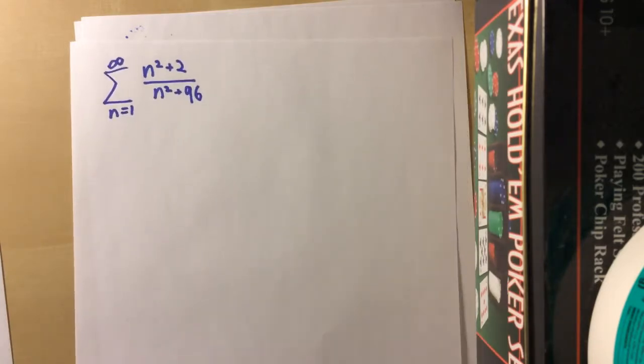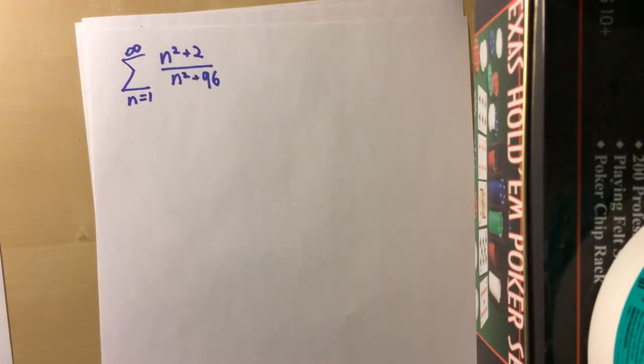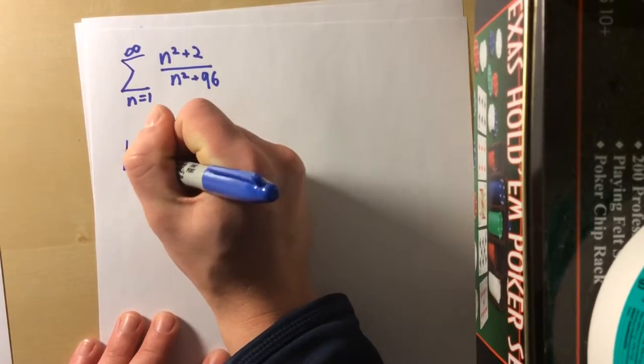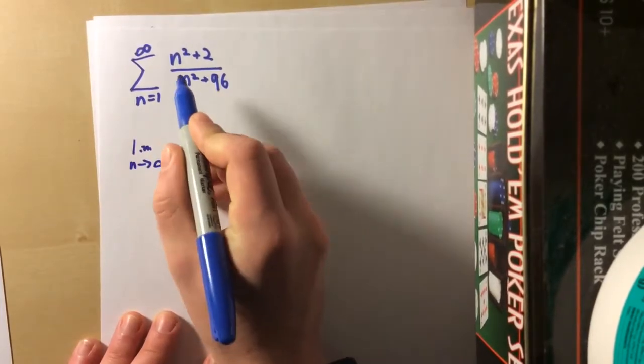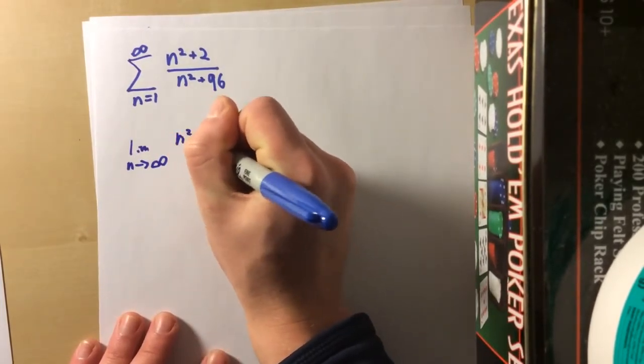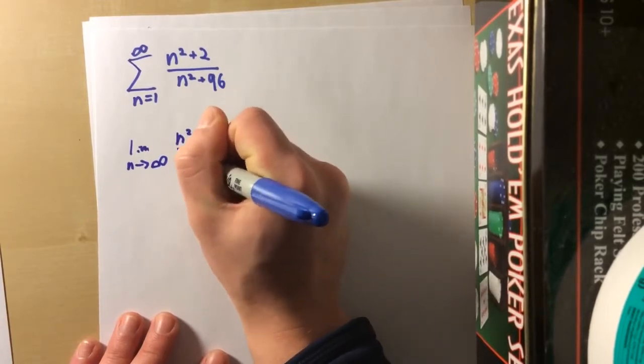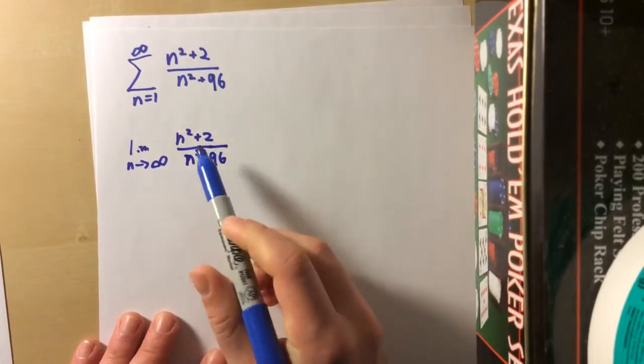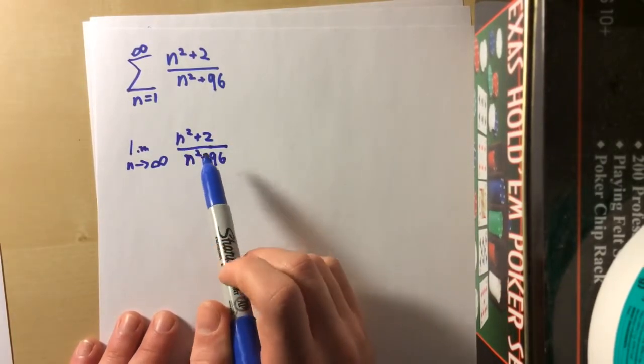So let's look at a sample problem. So we have this series, n squared plus 2 over n squared plus 96 from n equals 1 to infinity. So let's use the nth term test. So we're going to take the limit as n approaches infinity of, well, a sub n is n squared plus 2 over n squared plus 96. And that gives us, well, infinity over infinity.